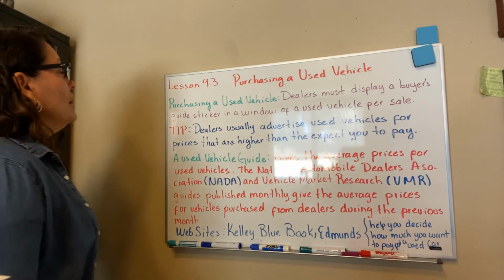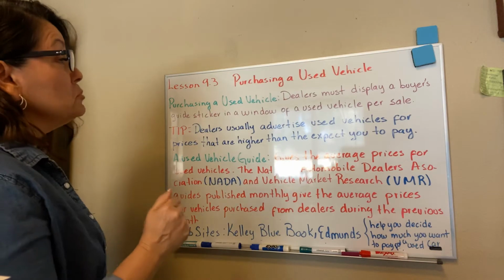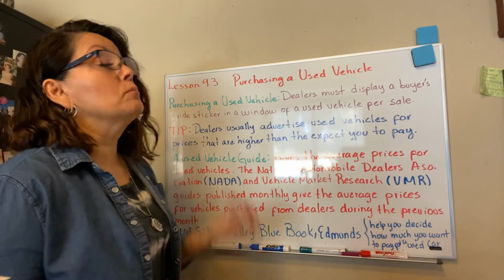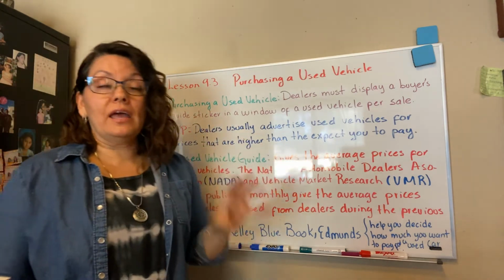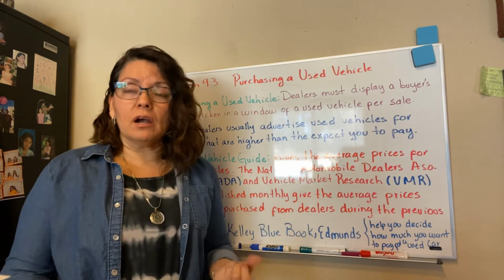Okay, so what is it? Purchasing a used vehicle. Dealers must display a buyer's guide sticker in the window of a used vehicle for sale. So they need to specify what that car has. What is important when we buy a used car?